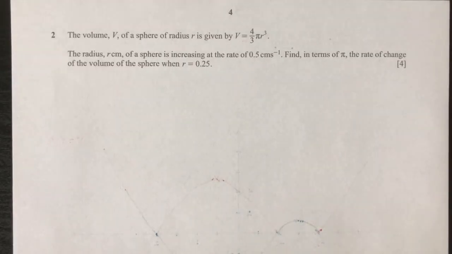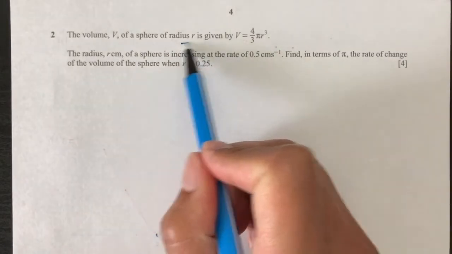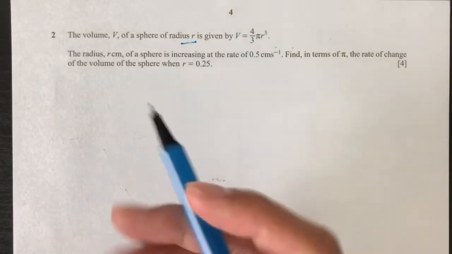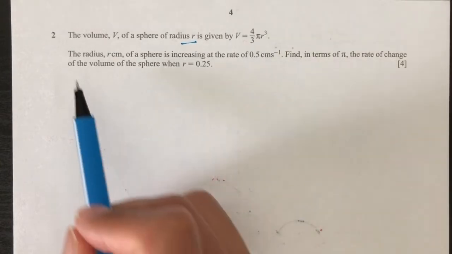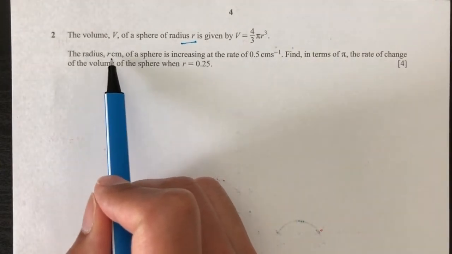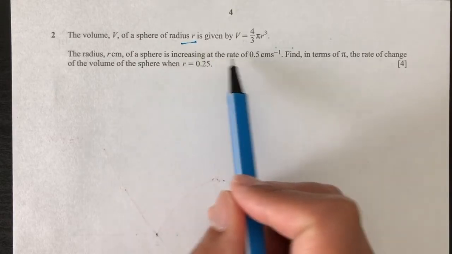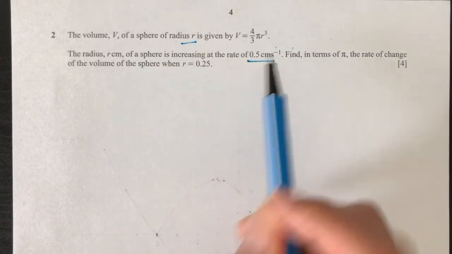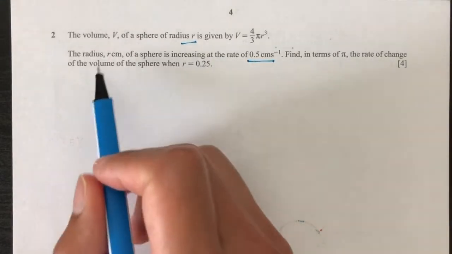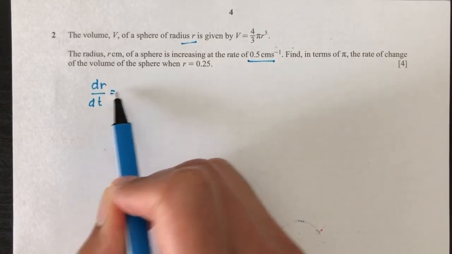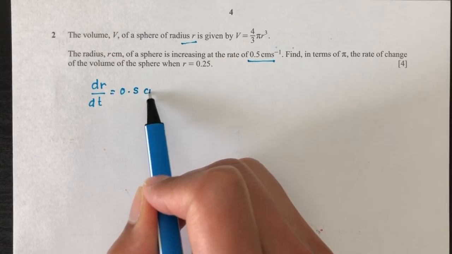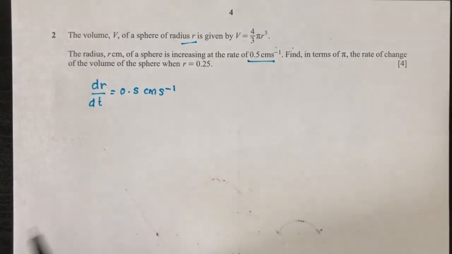So now let's move on to question number 2. The volume V of a sphere of radius r is given by this. This is just the volume of a regular sphere, 4 over 3 pi r cubed. Now the radius r centimeter of a sphere is increasing at the rate of 0.5 centimeter per second. So basically this means dr by dt is 0.5 centimeter per second. This is given to you.